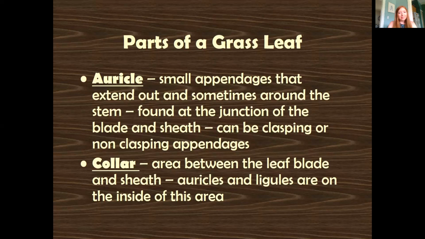And then collar, that's the last one. So that's the area in between the leaf blade and the sheath. So auricles and ligules are on the inside of this area.